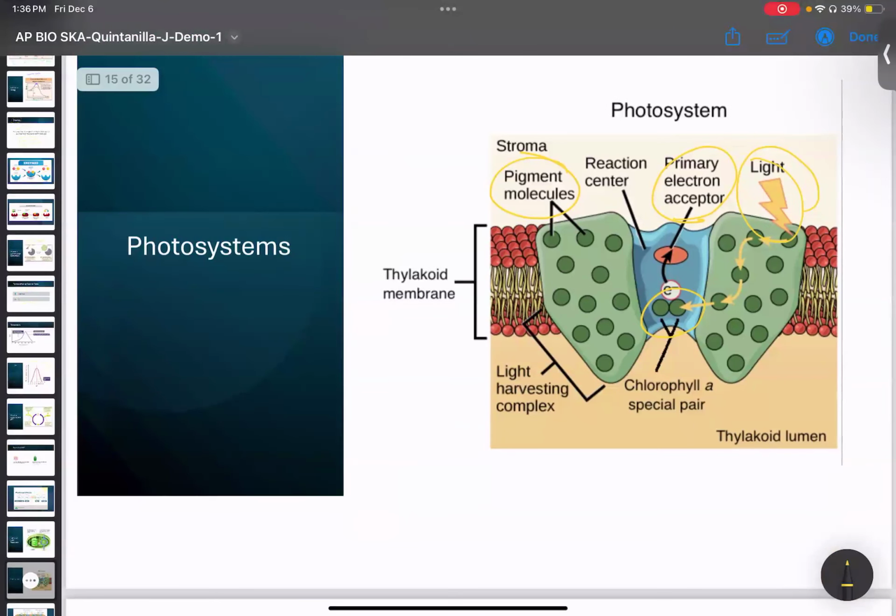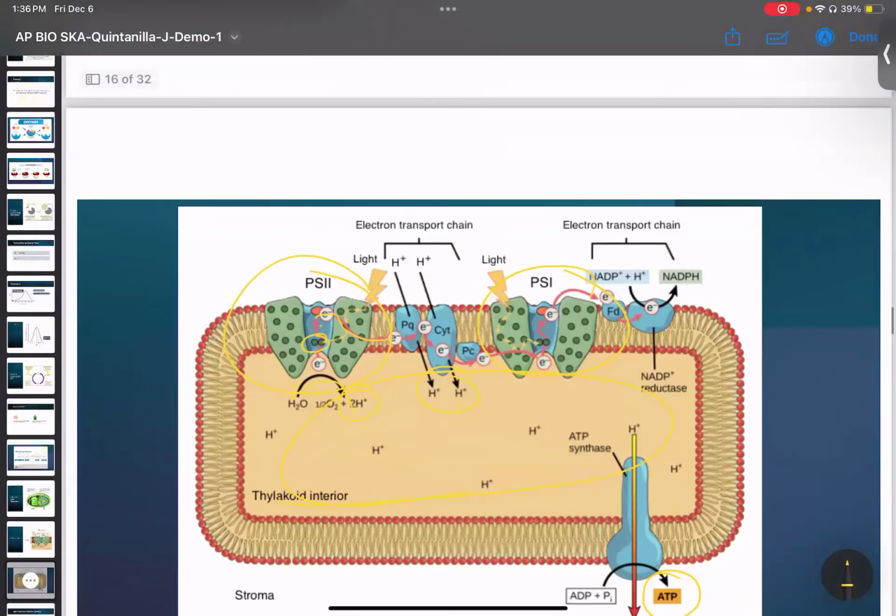Again, this is just a preview of what this entails. So this is called a photosystem. These light harvesting complexes contain different pigment molecules that reflect light and transfer it to the reaction center, which contains a special type of pigment. In this picture, you'll have chlorophyll A, which transfers the electrons to a primary electron acceptor and sends it to the ETC, which stands for electron transport chain, that allows it to create a hydrogen gradient and produce ATP and NADPH.